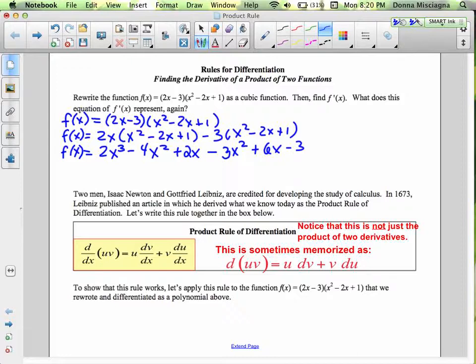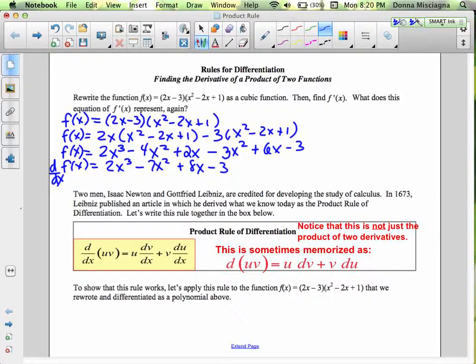All right, so now we need to combine our like terms. F of x equals, so we only have one cube. We have two squares, so negative 4x squared and a negative 3x squared is a negative 7x squared. 2x plus 6x is 8x, and then minus 3. So now, after all that, we can take the derivative.